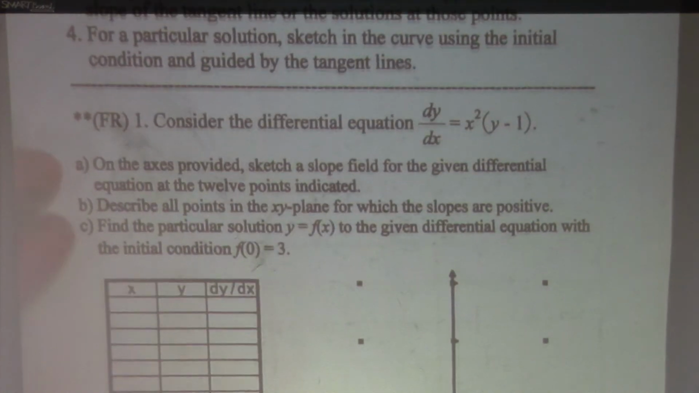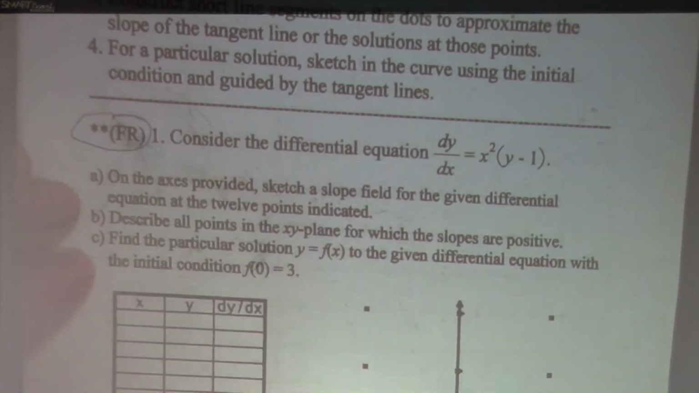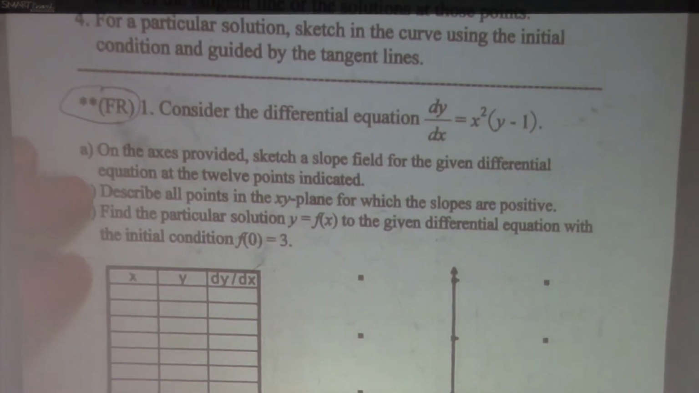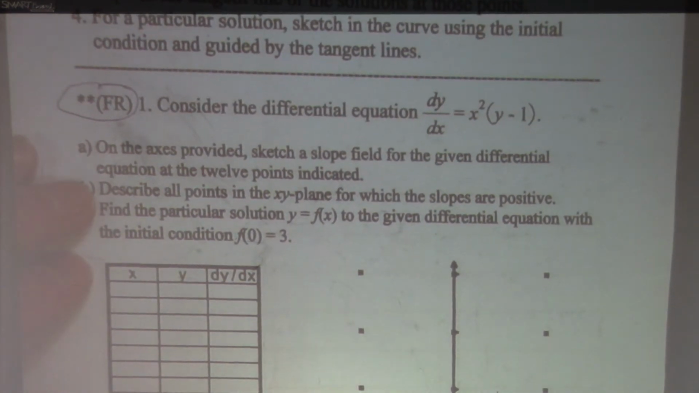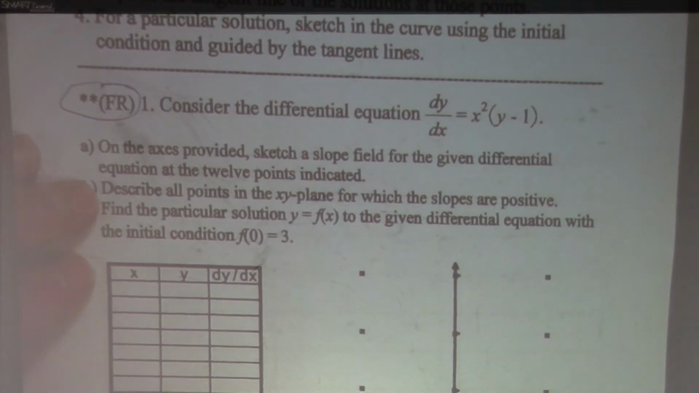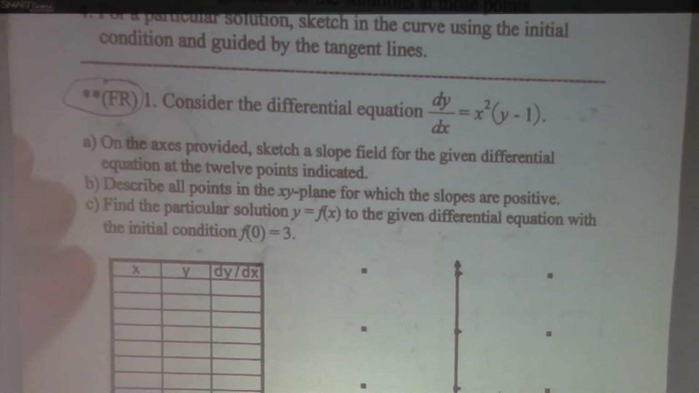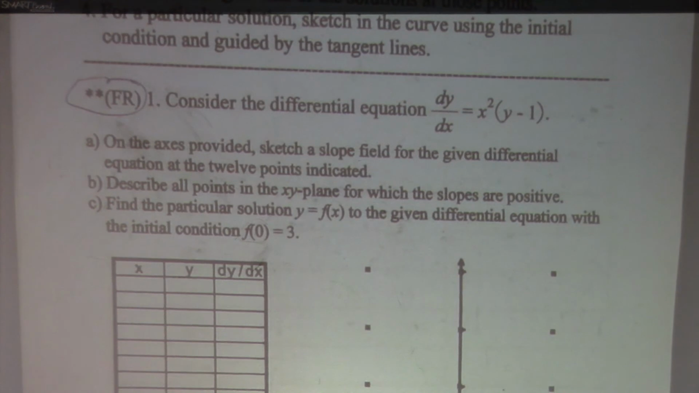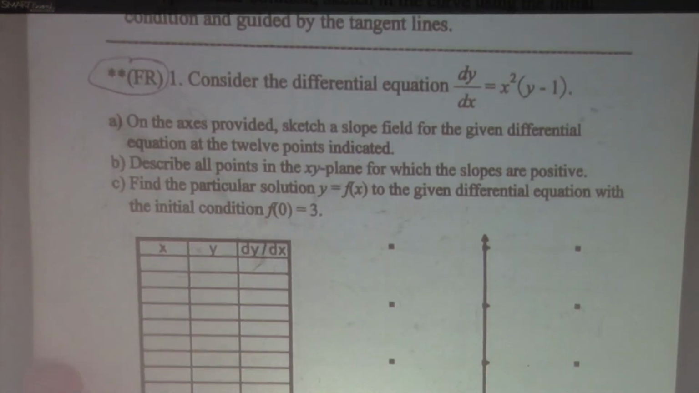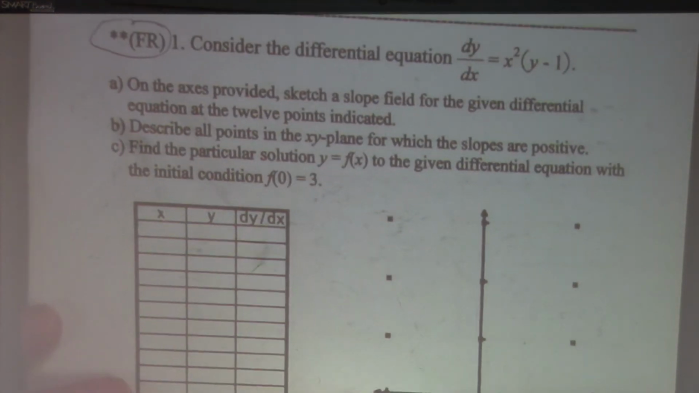So let's take a look at an actual free response problem from a past AP test. Consider the differential equation dy/dx equals x squared times quantity y minus 1. On the axis provided, sketch a slope field for the given differential equation at the 12 points indicated. So now I do need to include these points.